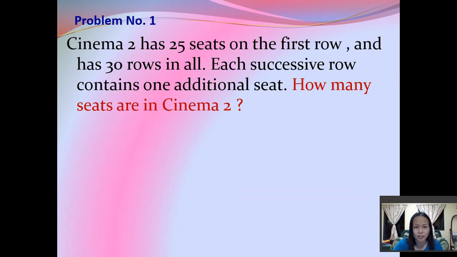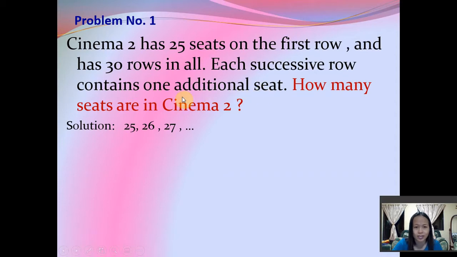Cinema 2 has 25 seats on the first row and has 30 rows in all. Each successive row contains one additional seat. How many seats are there in Cinema 2? Okay, as you notice, on the first row there are 25 seats. And in our problem, it is stated that each successive row contains one additional seat.